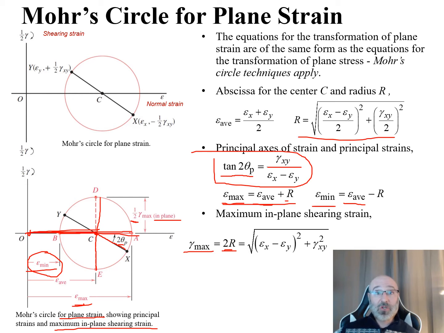If we multiply through by 2, this is now saying that 2r is equal to the square root of the sum of the squares of epsilon x minus epsilon y squared plus our gamma xy squared there. And that'll give us that value for 2r, which is our max shearing strain there.